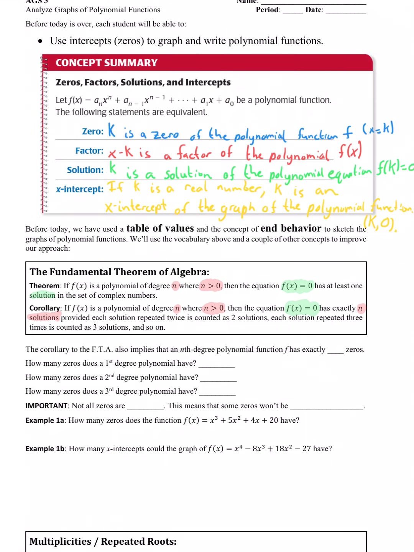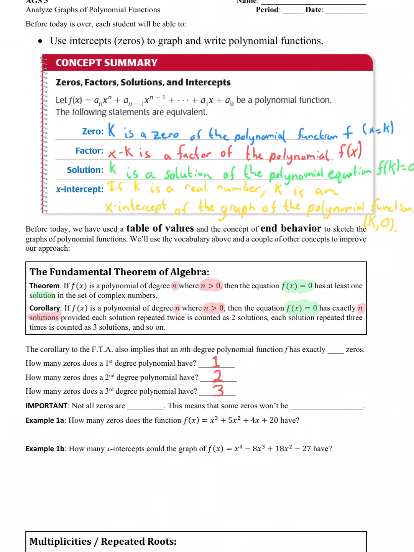So that's what we're going to look at today: the number of zeros you might have, and the number of solutions you might have, as long as they're counted multiple times. So, for example, a first degree polynomial is like a straight line, mx plus b, that's a degree 1. How many zeros does it have? Or in other words, how many x-intercepts does it have? It's going to have 1 zero. Okay, a second degree polynomial is going to have 2 zeros. A third degree polynomial is going to have 3 zeros.